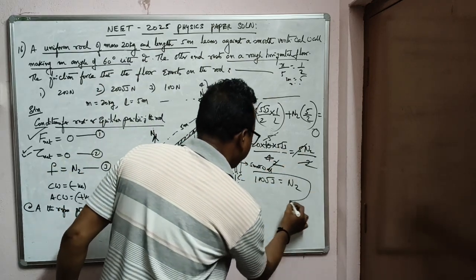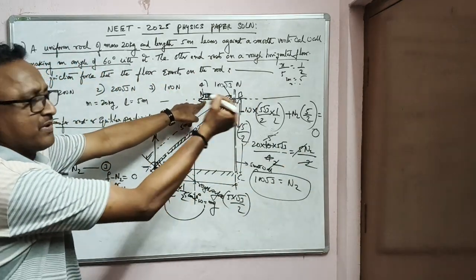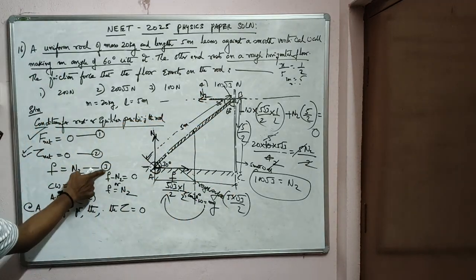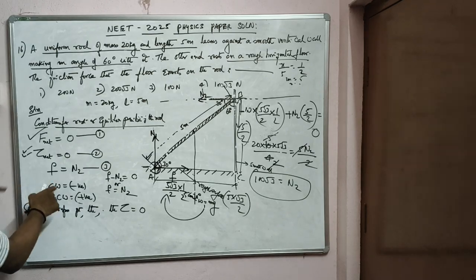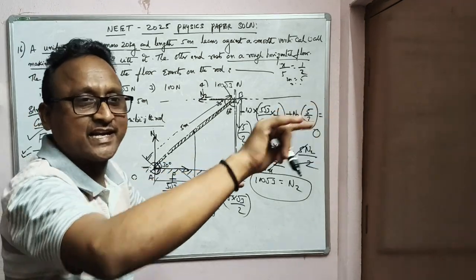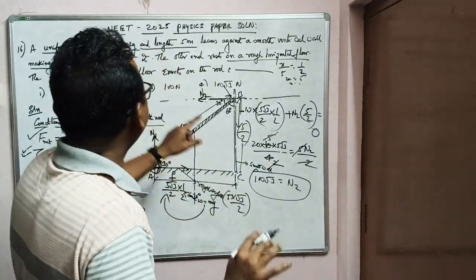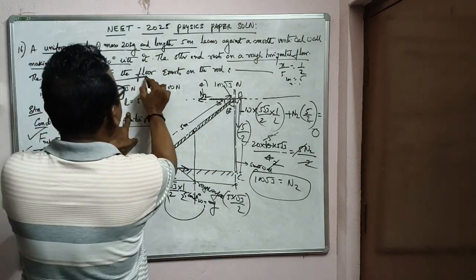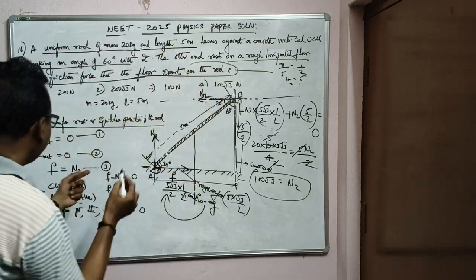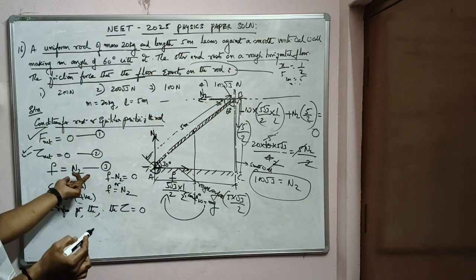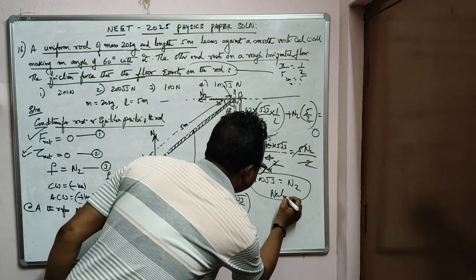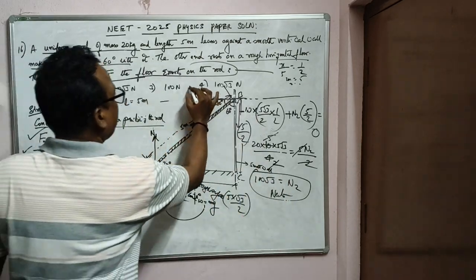So we have got the N2 value, the normal force acting on the wall. And from the equation, N2 equals F. What is F? The frictional force acting on the rough surface. Therefore, the frictional force that the floor exerts on the rod is nothing but N2. That is 100 root 3 newtons. So what is the answer? The fourth one.